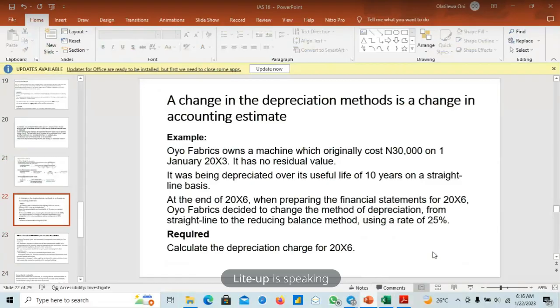So we'll talk about a change in depreciation method. A change in depreciation method is a change in accounting estimate. For instance, you are using straight line, and now you want to start using reducing balance. It's going to be a change in accounting estimate.